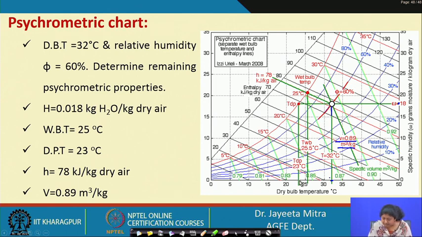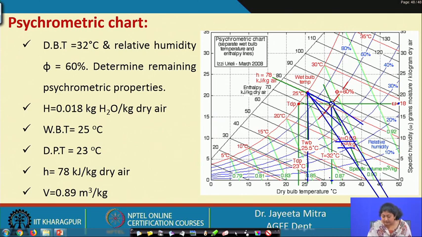So, this vertical line is coming 25 degree. Okay. If you follow that from this point, which is the junction point of the 60% relative humidity and 32 degree dry bulb temperature, we will move along the constant wet bulb line, and when we reach the 100% saturation we draw the vertical line, okay, and then we can find out what is the wet bulb temperature.